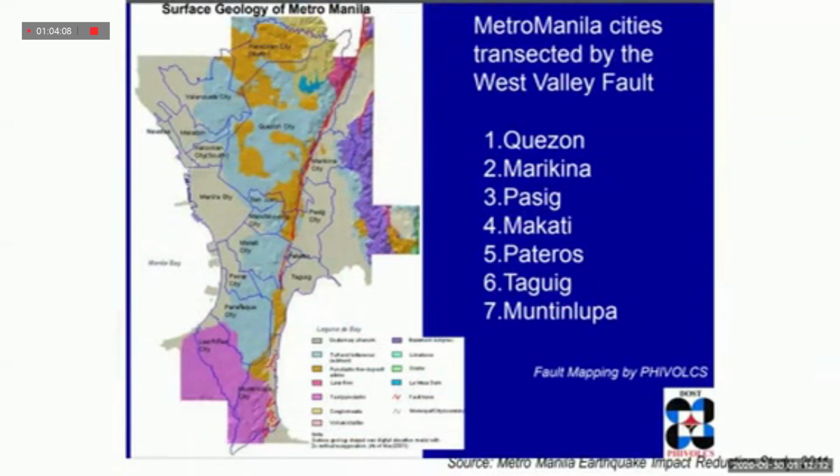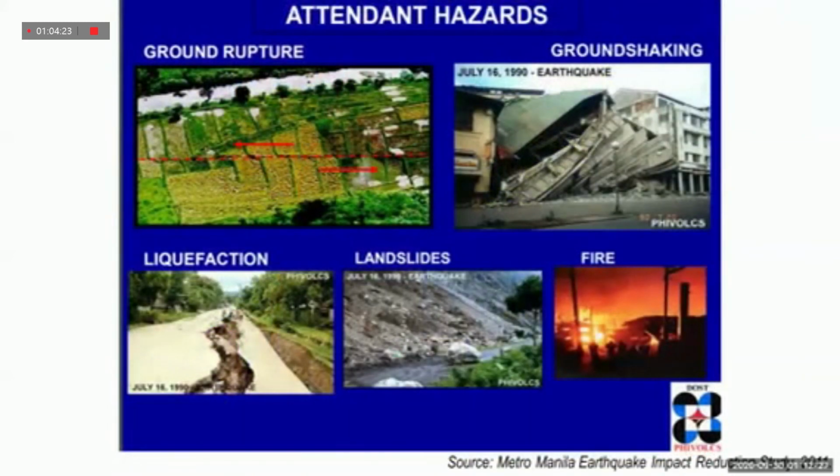The big one is basically the movement of your West Valley Fault involving the following cities: Quezon, Marikina, Pasig, Makati, Pateros, Taguig, and Muntinlupa. So what are the hazards that can happen? Ground rupture, shaking, even liquefaction, landslides, and even the occurrence of fire.